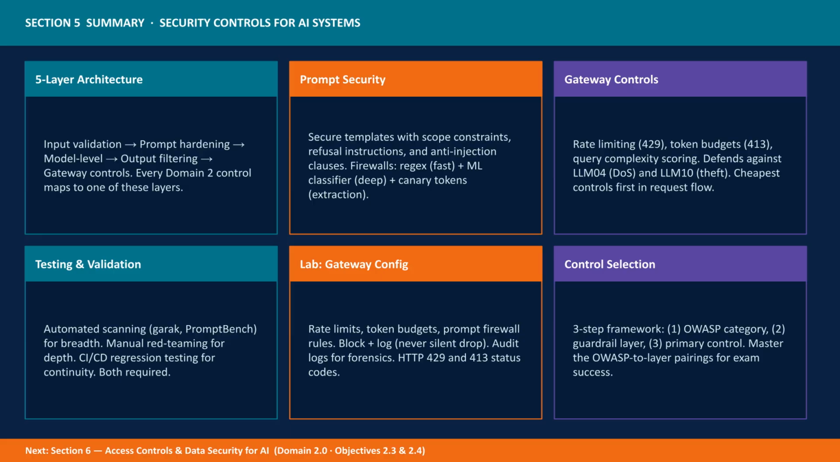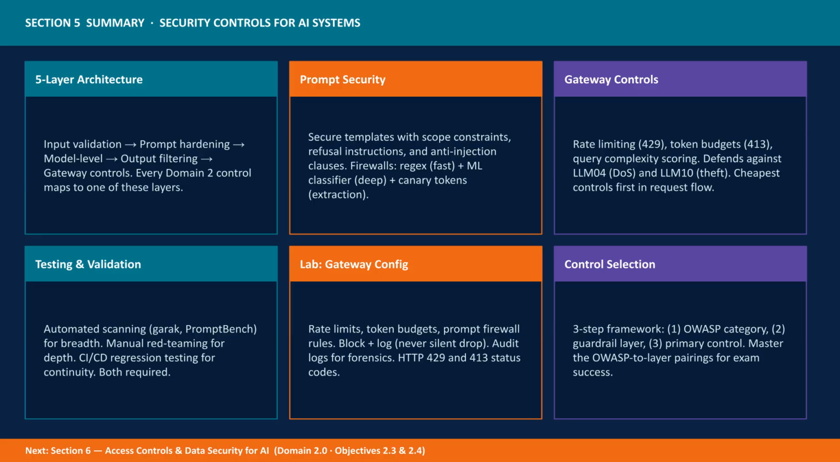Gateway controls gave us the Layer 5 defenses, rate limiting, token budgets, and query complexity scoring, all protecting against denial of service and model theft attacks. Guardrail testing and validation showed us how to verify that all these controls actually work, combining automated scanning for breadth with manual red teaming for depth and CI/CD regression testing for continuity.